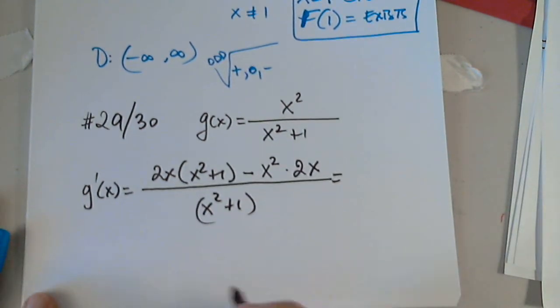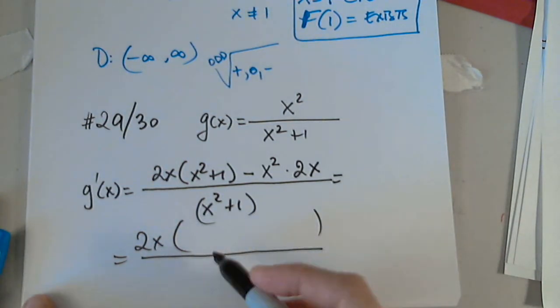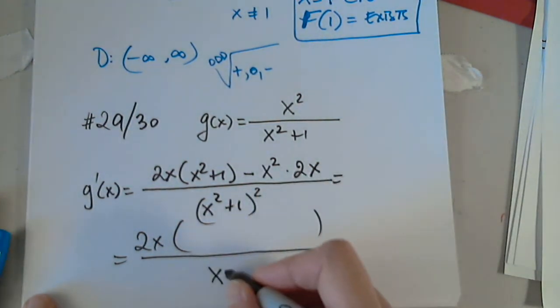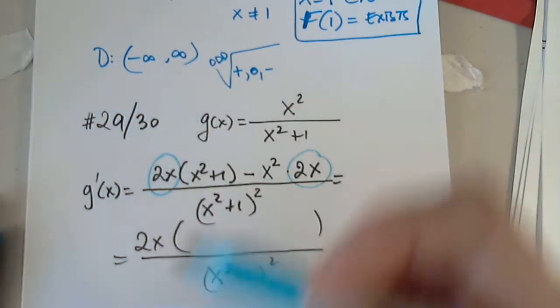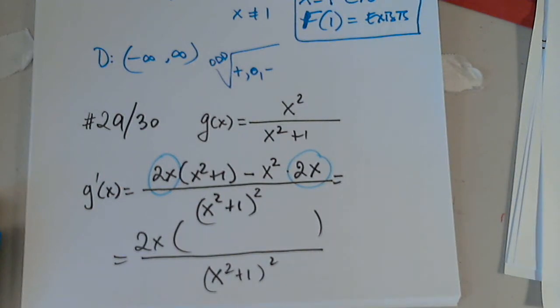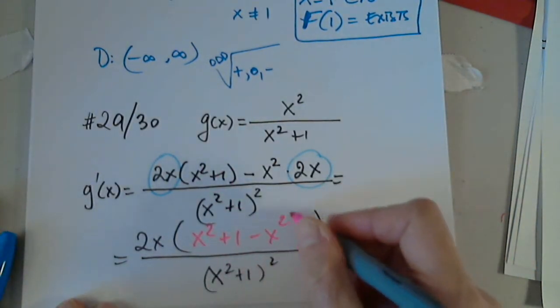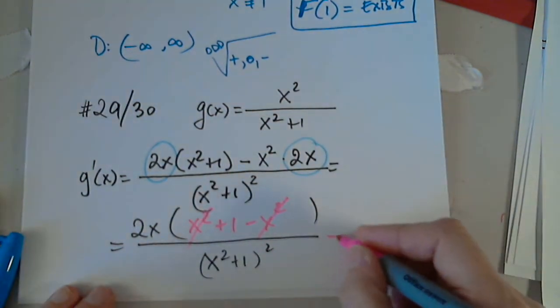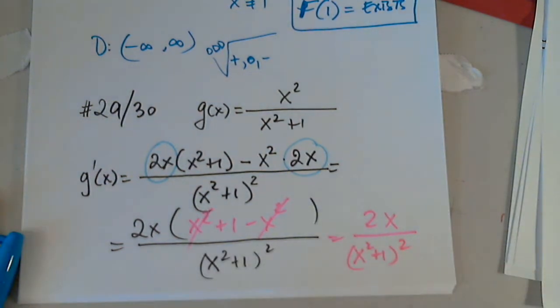Will I multiply? Absolutely not. I will definitely factor out a common factor. This is the common factor. I'm not going to distribute it. The simpler the better. The factored form is the most important one. So I have x squared plus 1 minus x squared. It cannot be nicer. So then it's 2x over x squared plus 1 squared. Excellent.